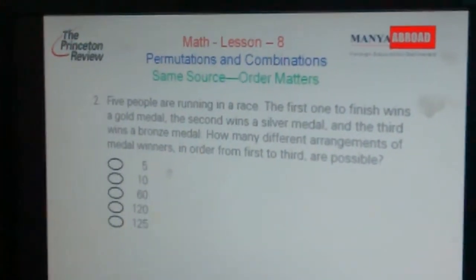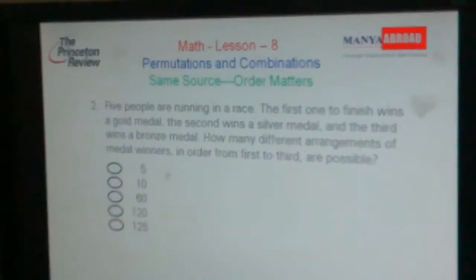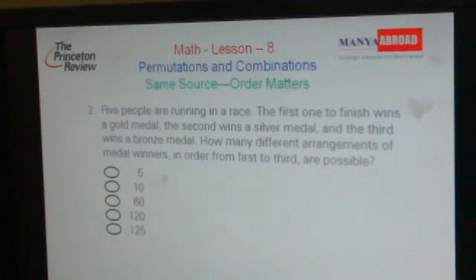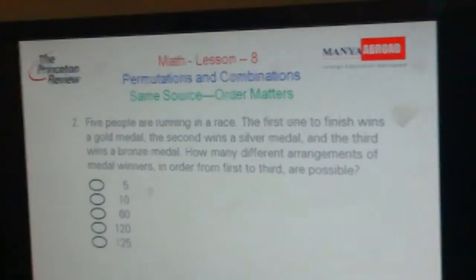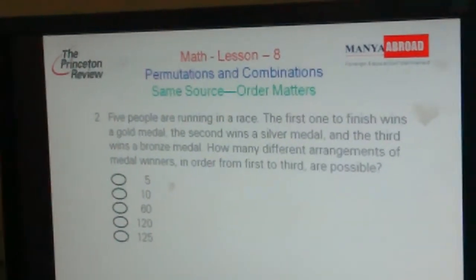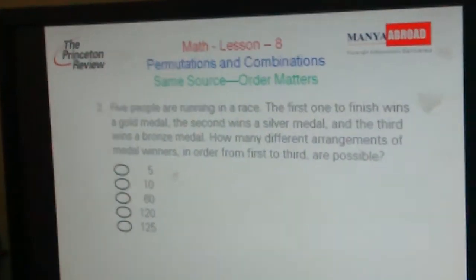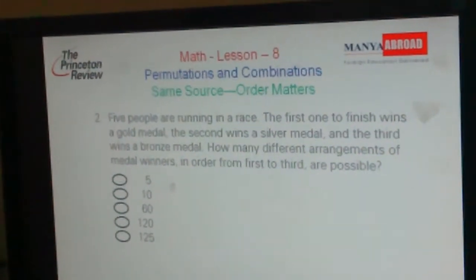Now we'll go for the second question in permutations and combinations. The question goes like this. 5 people are running in a race. The first one to finish wins a gold medal, the second wins a silver medal, and the third wins a bronze medal. How many different arrangements of medal winners in order from first to third are possible?